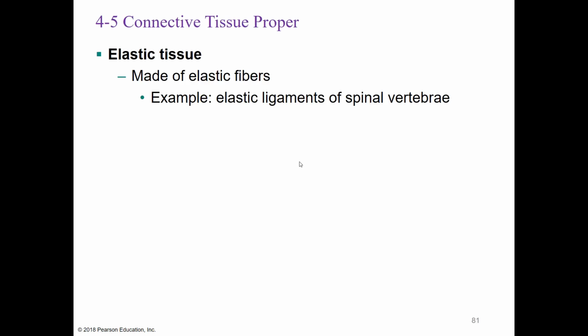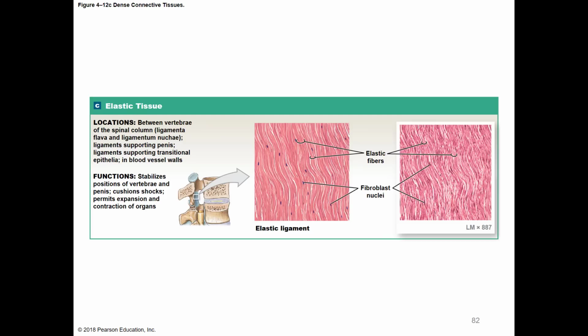Elastic tissue is made of elastic fibers, and an example would be the elastic ligaments of the vertebrae. So it's very organized. You can see that it's mostly parallel here, but what's different about this than dense regular is that it's made of elastic fibers, not collagen. So remember, elastic fibers are branched and they are a little bit stretchier. So this is going to give them a good stretchy toughness that is a great support for the spinal vertebrae.